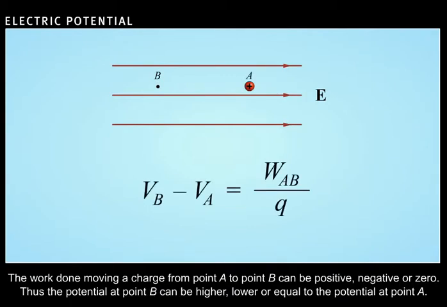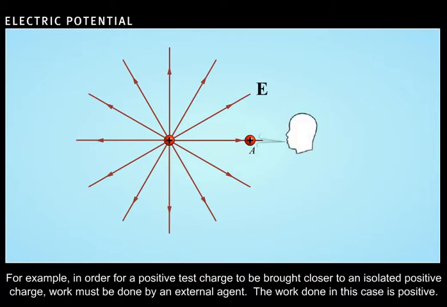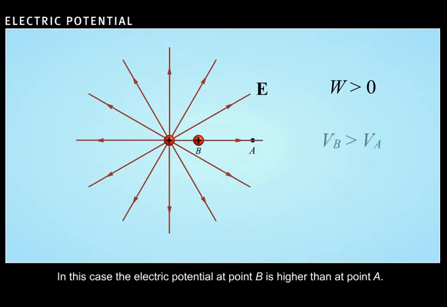The work done moving a charge from point A to point B can be positive, negative, or zero. Thus, the potential at point B can be higher, lower, or equal to the potential at point A. For example, in order for a positive test charge to be brought closer to an isolated positive charge, work must be done by an external agent. The work done in this case is positive. In this case, the electric potential at point B is higher than at point A.